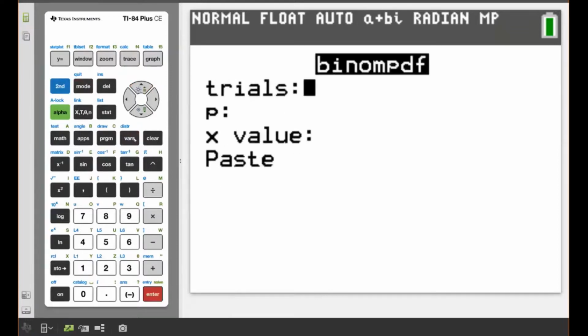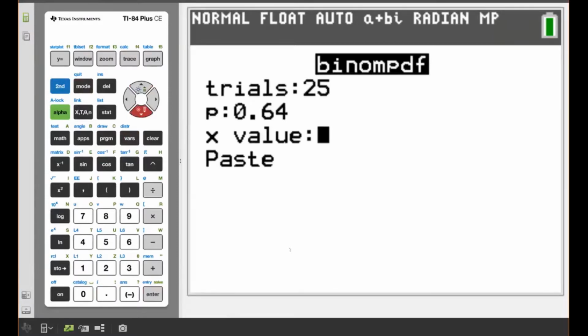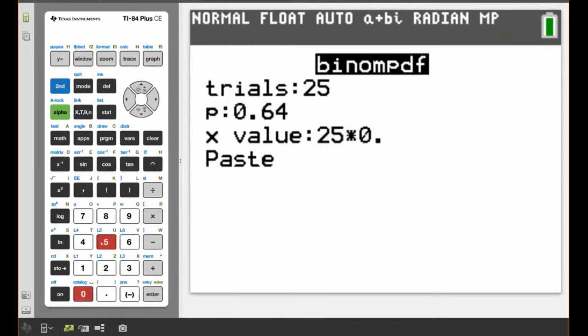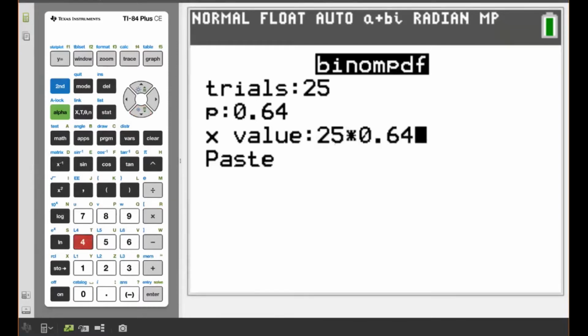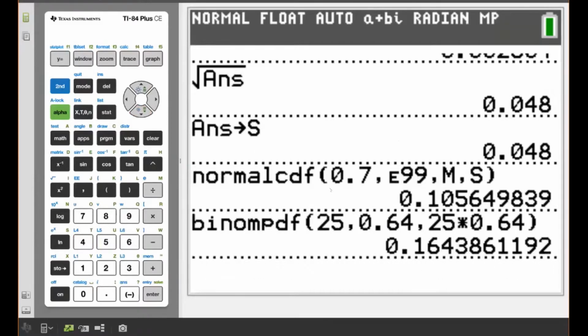So my trials were 25 in this case. My probability is still 0.64, okay, my population proportion. Now my X value I was trying to find was the same as the population proportion. So I'm going to times 25 by 0.64, so 64% of 25. Paste that in there, and that will work it out for us. So we've got 0.1643.